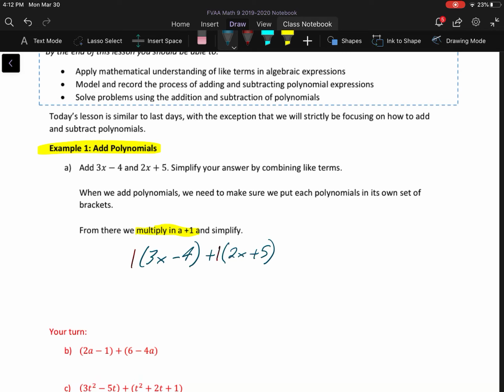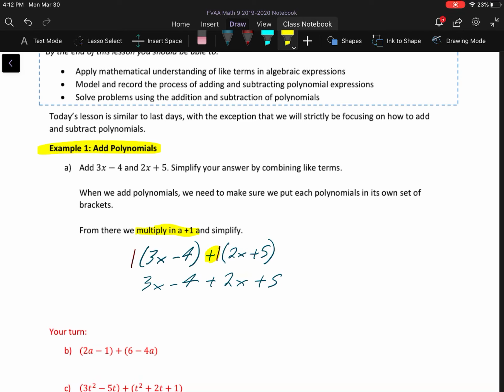Using the distributive property, which we'll look at more in future lessons, we know that when we multiply 1 times a number, we just end up with that number. So 1 times 3x minus 4 is going to give me 3x minus 4 without the brackets. And positive 1 times 2x plus 5 is just going to give me positive 2x plus 5. Essentially, we just drop the brackets, which we're able to do when we're adding polynomials together, and then all that's left to do is combine like terms.